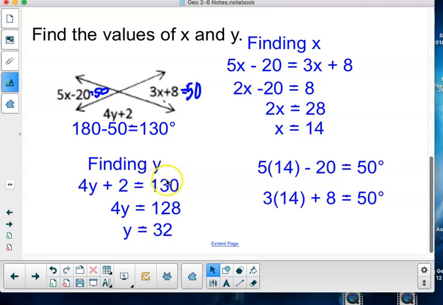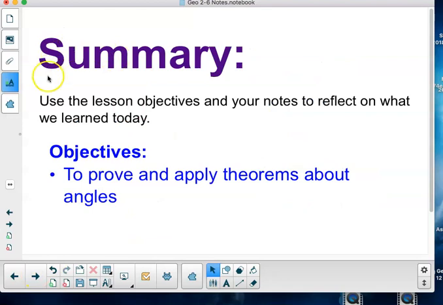So remember, we're using these properties we've been working on in this section to be successful, not only for doing statements and reasons, but also for setting up our algebraic relationships to solve. And we set those algebraic relationships up based on the things we know by vocabulary and by properties. Now, this is our summary. Use the lesson objectives in your notes to reflect on what we learned today. The objective: to prove and apply theorems about angles.